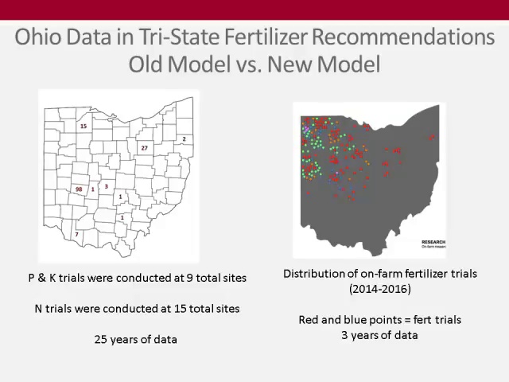And this is a very different approach. This is a map showing the red and blue dots, where we have conducted fertilizer trials in the state in the last 3 years. You can see the distribution here. So this is just 3 years of data, and there's a lot better representation in terms of the soils. It's not perfect, mind you. We have some work to do in southwestern Ohio, but we're trying to get there.